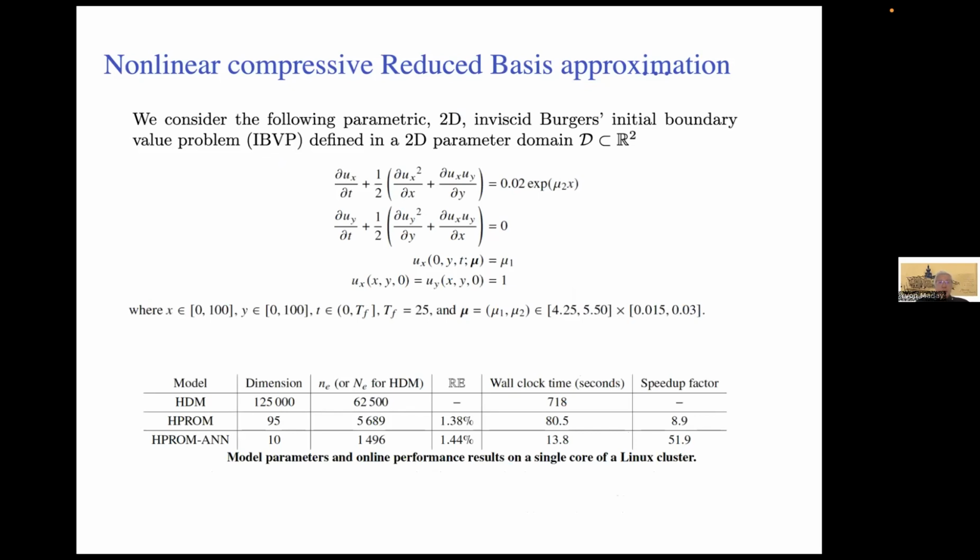So what we get by implementing the iterative nonlinear solver that I proposed is summarized here. So if we use a high order representation, it is 125,000 dimension based on 62,500 mesh points that run in 718 seconds.